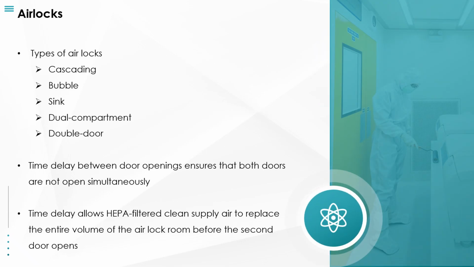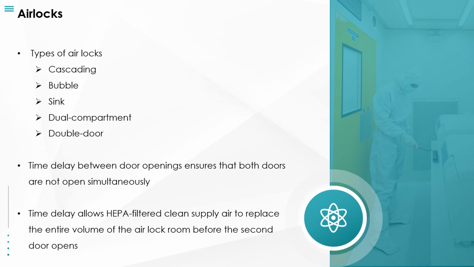Airlocks required time delays are crucial for contamination control and regulatory compliance. Cascade airlocks feature a series of rooms with increasing cleanliness levels, ensuring air flows from cleaner to dirtier areas, used where stringent cleanliness is required. Bubble airlocks, a single room with controlled air pressure, prevent contamination, common in labs or facilities handling hazardous materials.